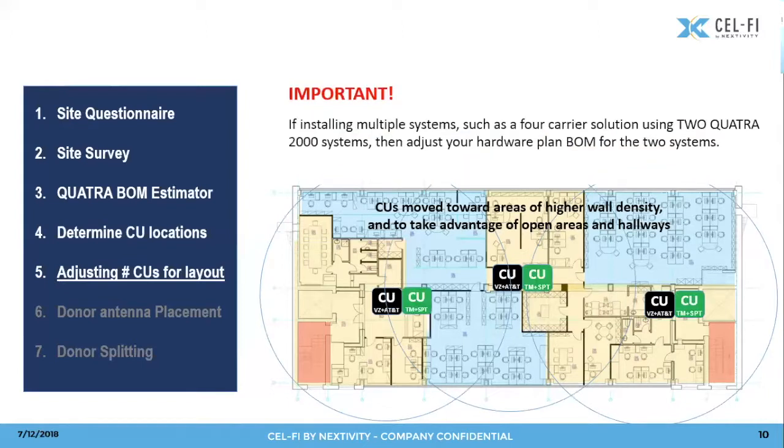Now, as I said before, if you are putting in multiple systems, and remember, a solution for Quatra doesn't just have to be one Quatra model type, 1000 or 2000. It could be a complete mix. You could have two different 1000s for different operators, or you could have Quatra 2000s and put two of them if you're in the US to cover the four major operators. And that's exactly what this slide is showing. You'll notice that we simply doubled up on the hardware because these two systems go in parallel, but the locations are of course the same.